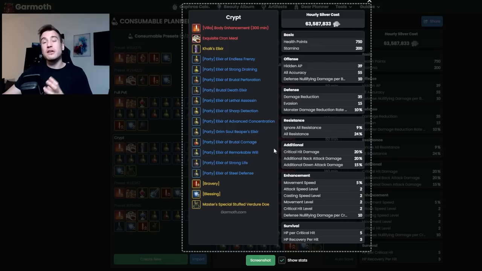However, exquisite gives you a lot of accuracy, which is very needed for crypt, and it also gives you some resistance. So for the crystal setup to cap out your stun and KD resistance, you need to be running exquisite cron meal just for the 100% resist, and that will give you a lot more survivability than the damage reduction on simple cron. This right here is the setup you're most likely going to run when you're going to crypt.